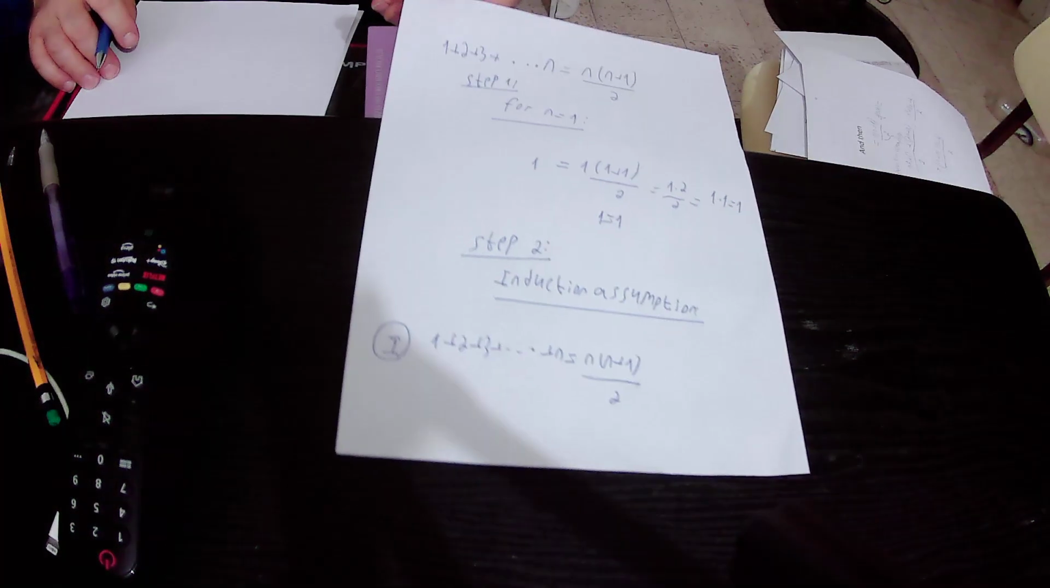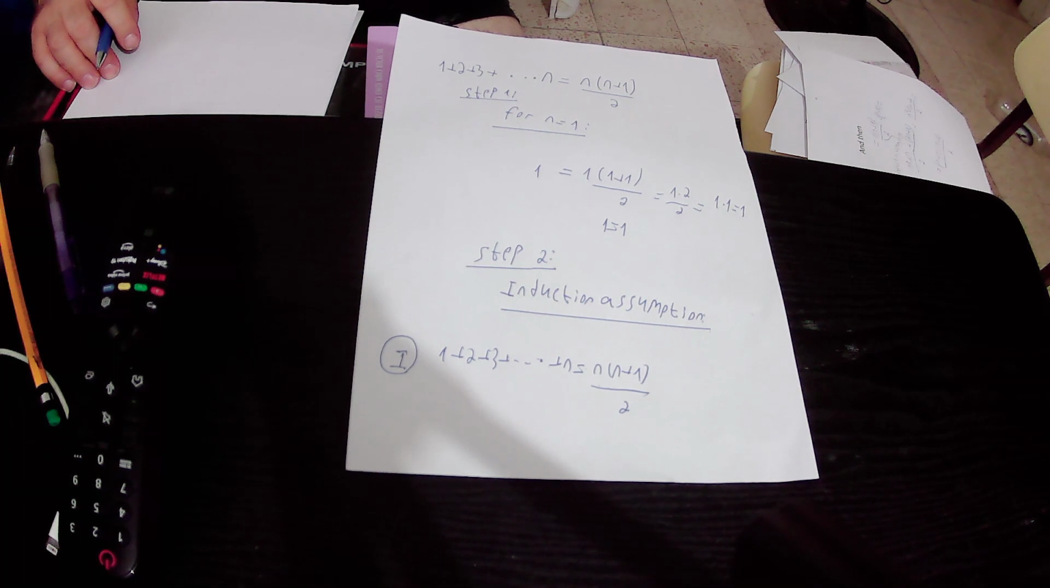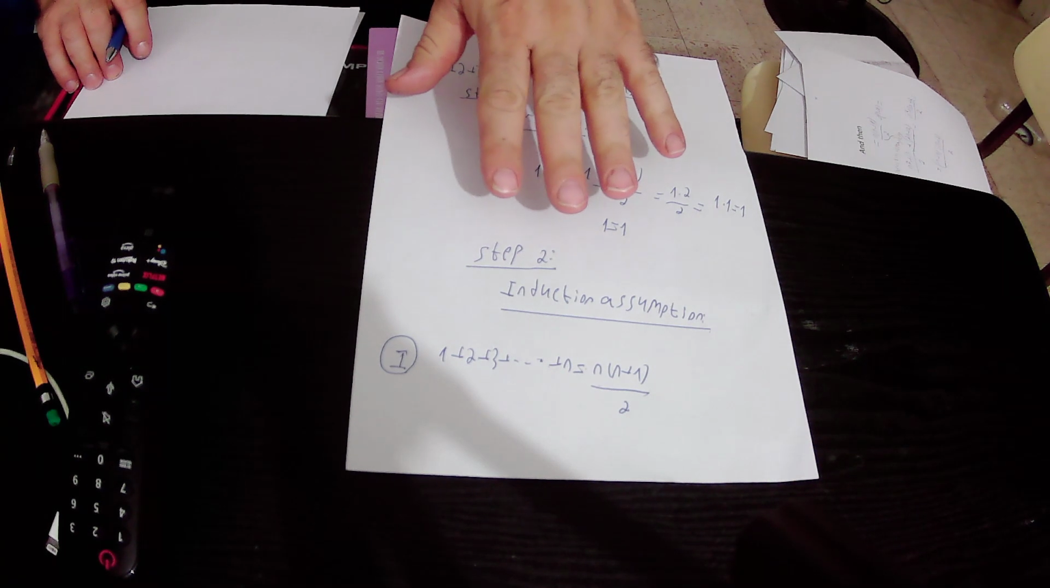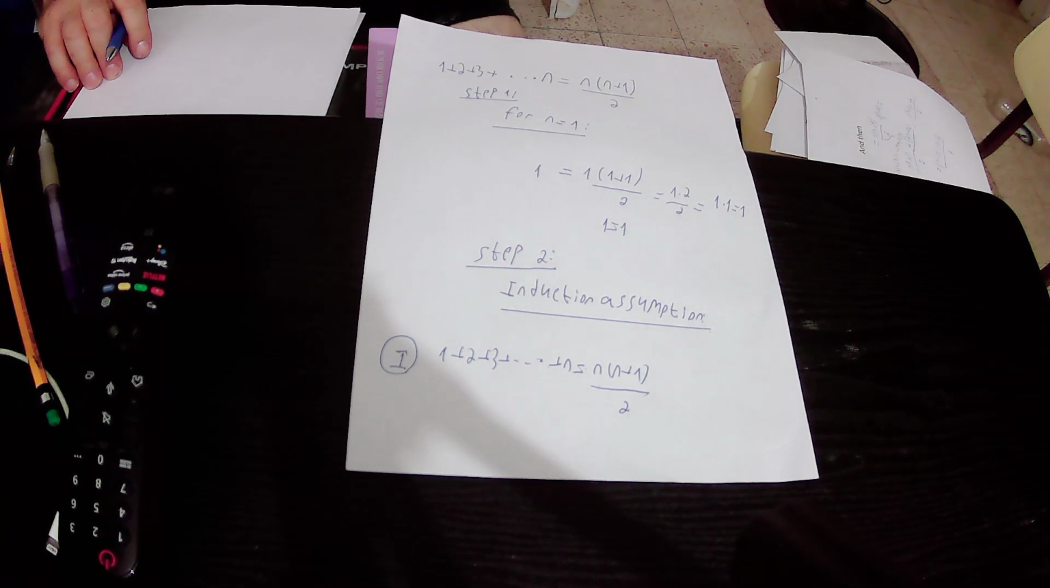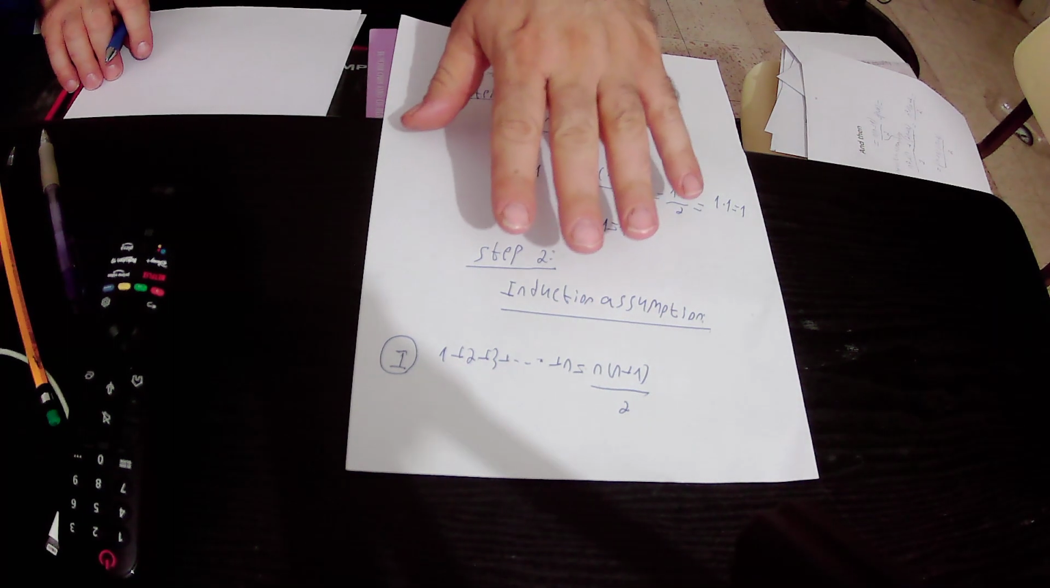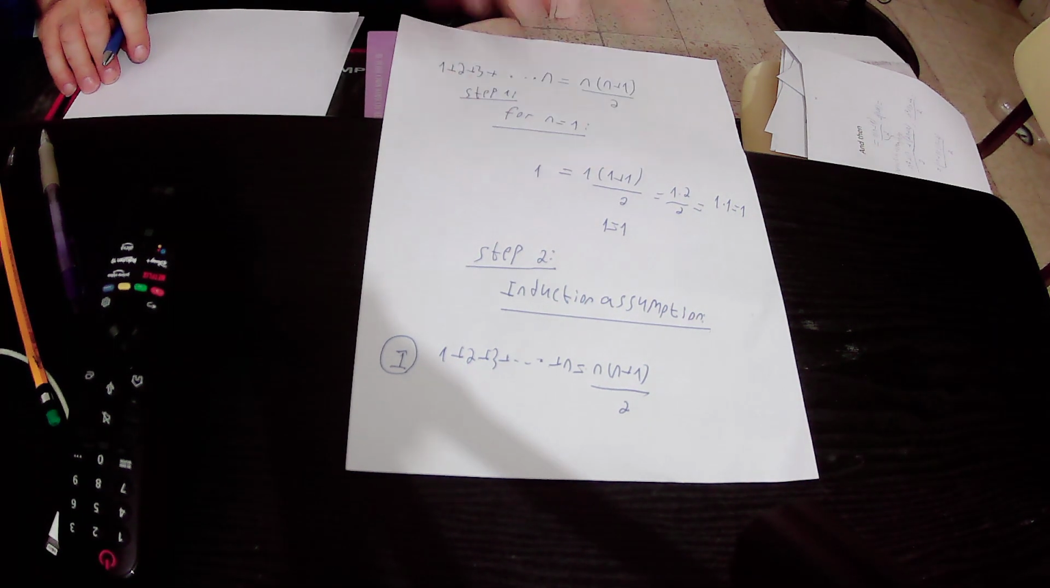So we did the first equation, that we assume that the claim is true for n. Okay, so this equation is true. That is our assumption. Okay, and now we'll prove it for n plus 1.